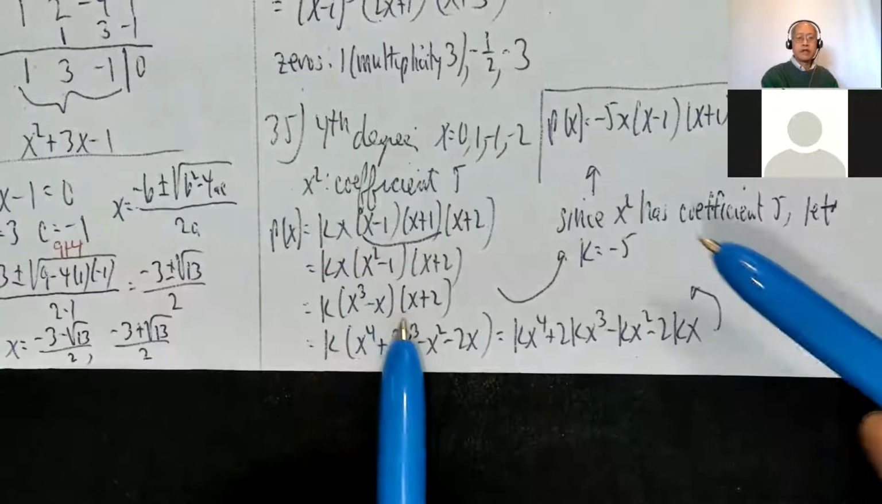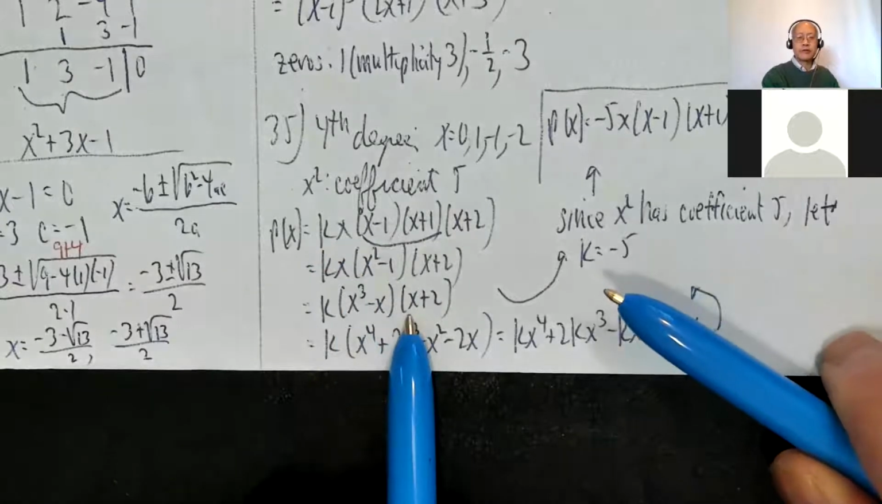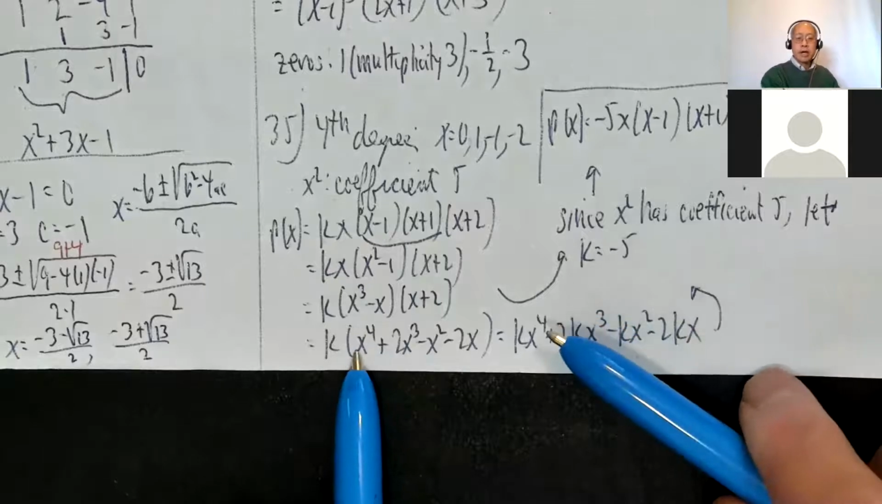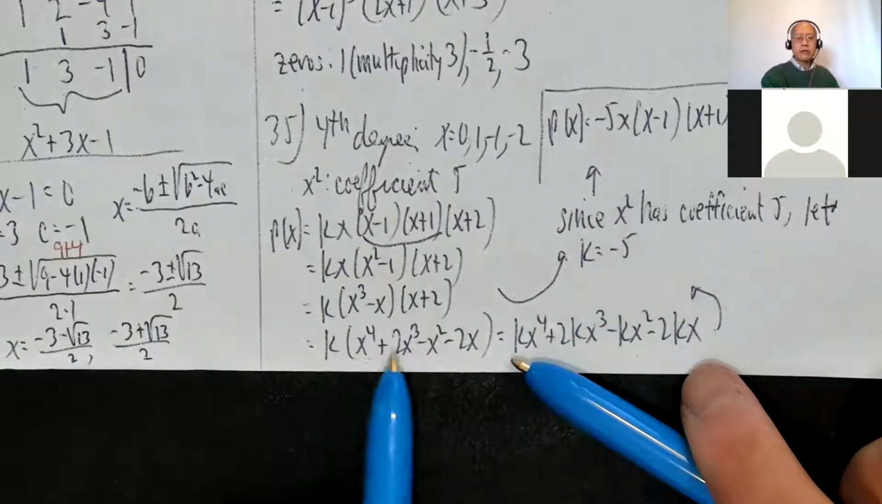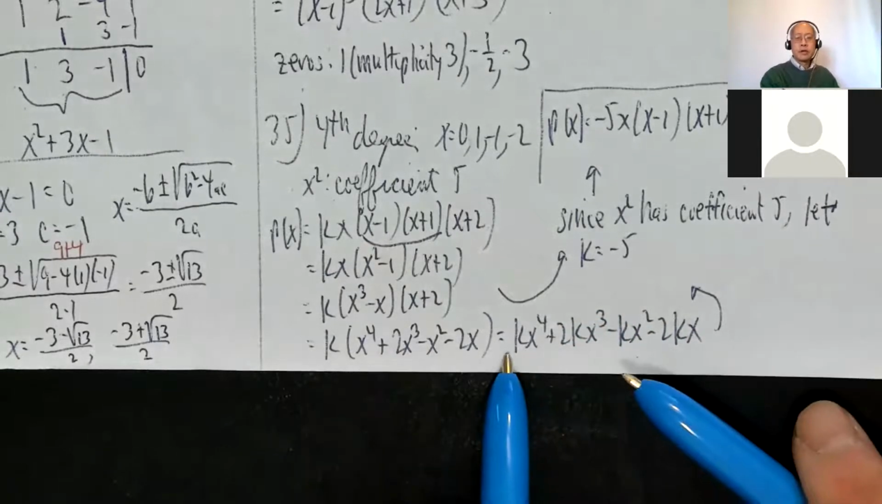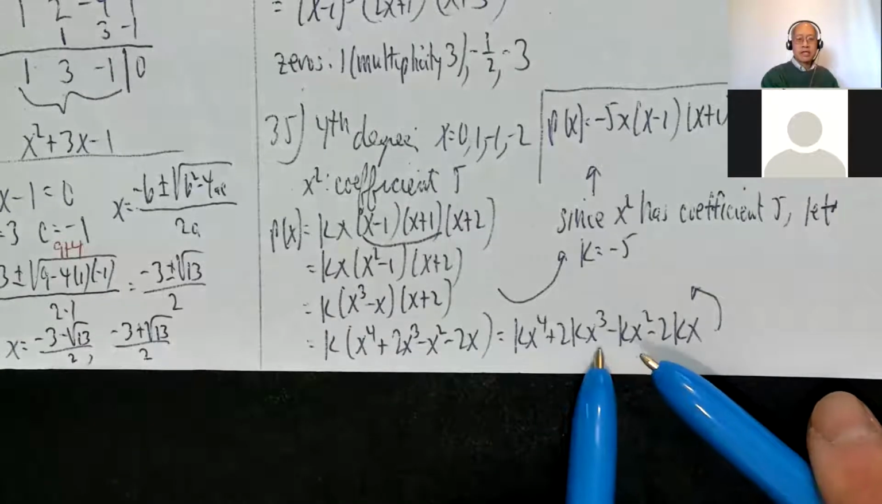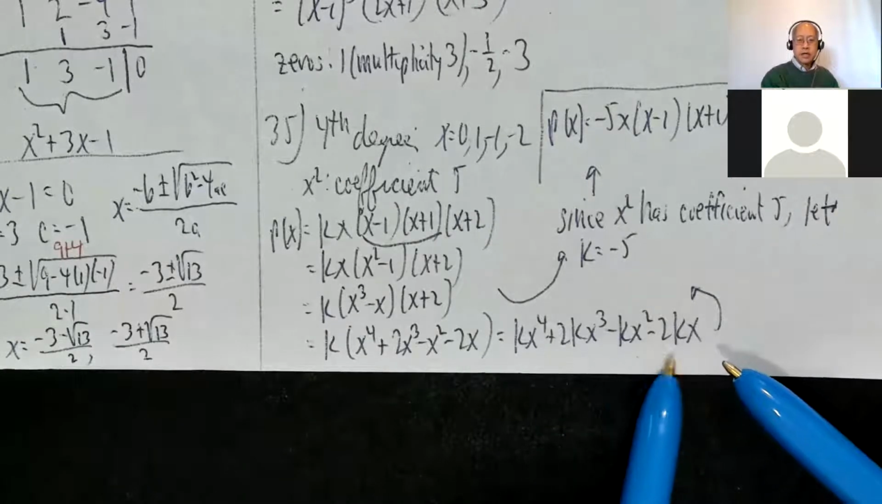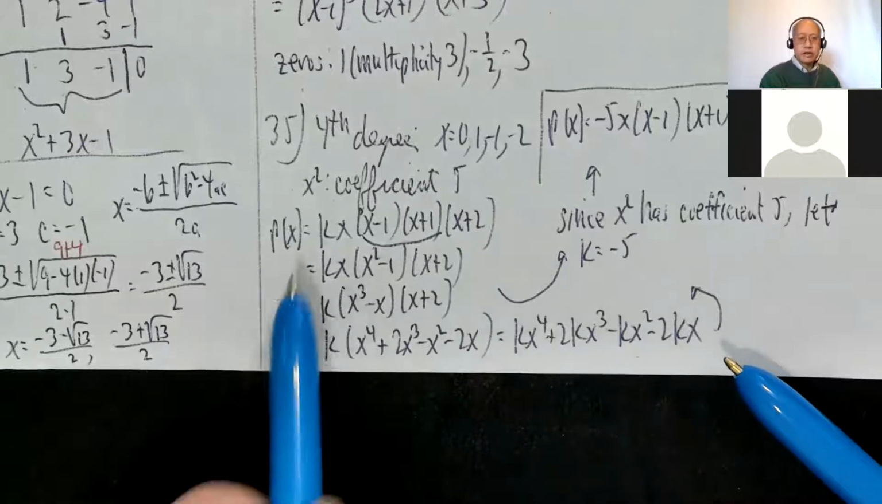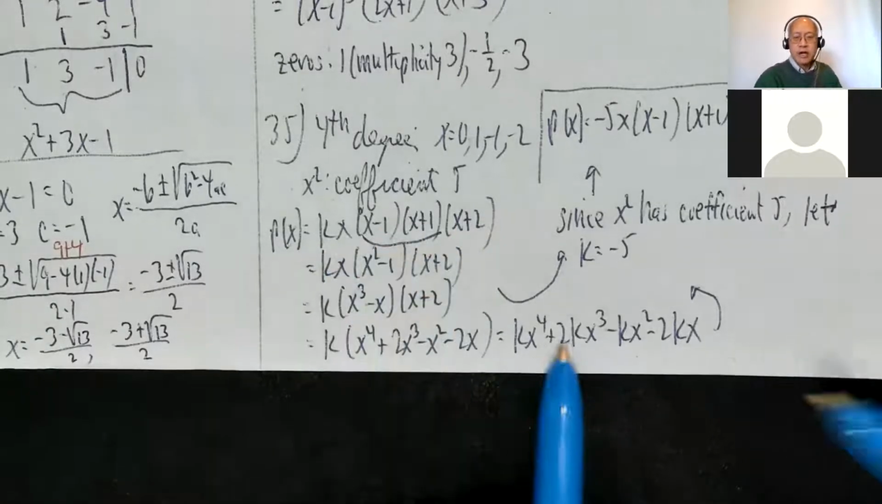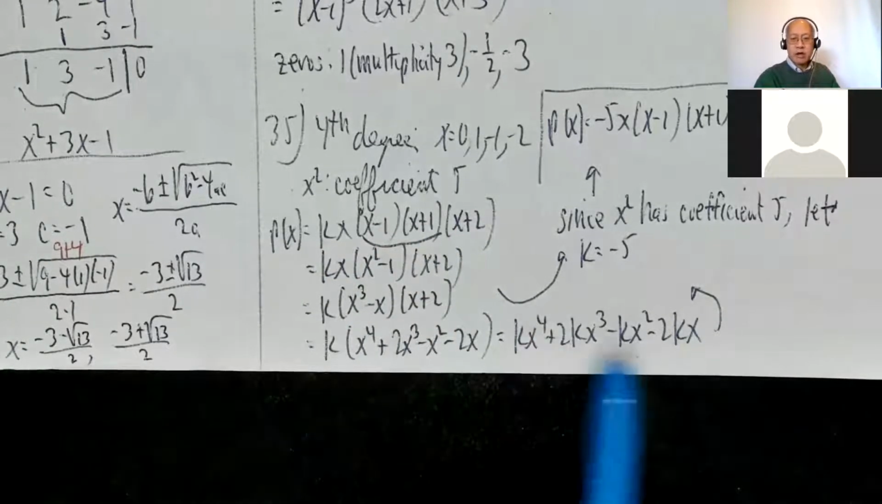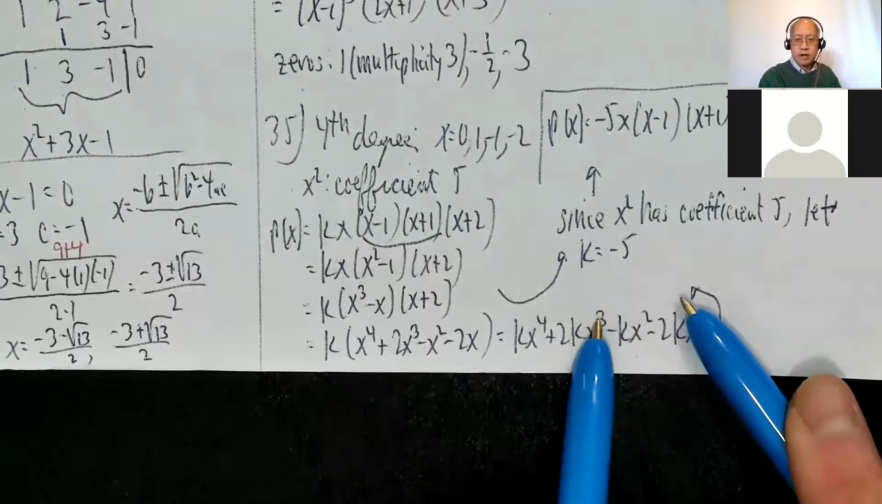Okay, so let me just finish this and see if that answers it, and if not, you can ask again. But anyway, I FOIL this out. Now let me distribute the k. Kx to the fourth plus 2kx cubed minus kx squared minus 2kx. So k times all this stuff now comes out to be this. We actually don't care about any of these except for the x squared.